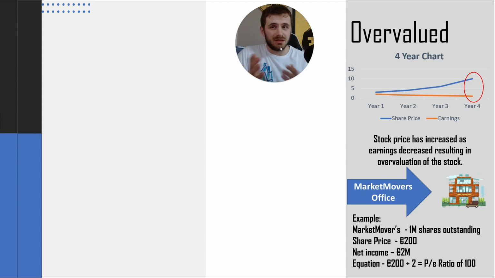As you can see from our example again, this is 1 million shares outstanding at 200 per share, 2 million net income, so 200 divided by 2 would give you a trading PE of 100. So this is 4 times the market average. These kinds of stocks are potentially ones that you want to avoid, but this metric doesn't take into consideration the growth of companies. So that's where it has its disadvantages.